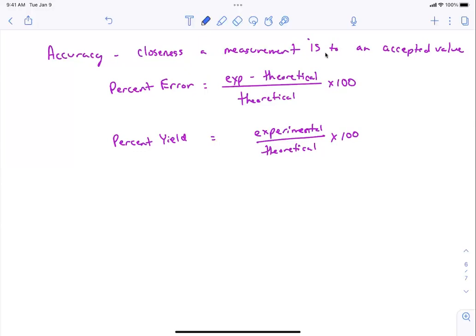Now, accuracy relates to systematic error.